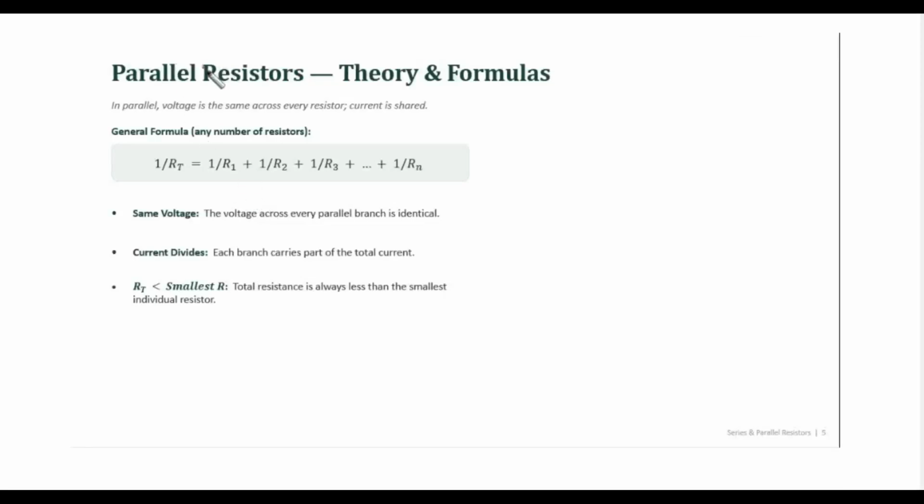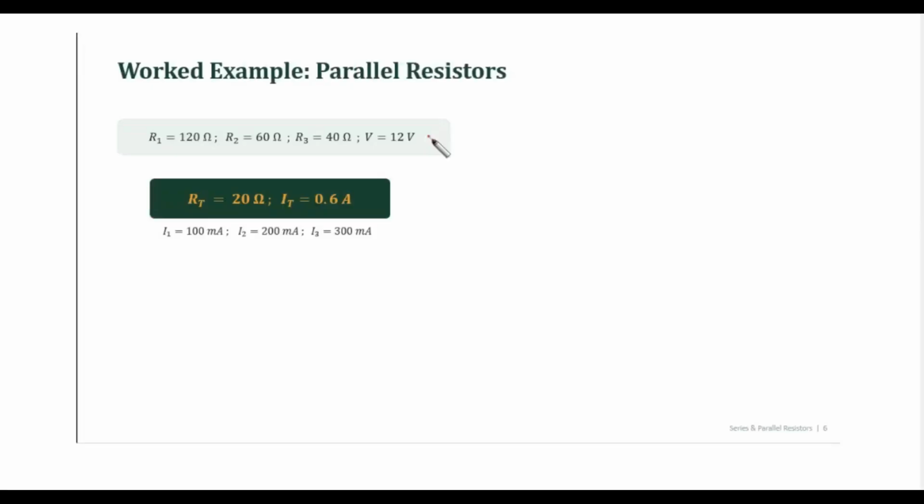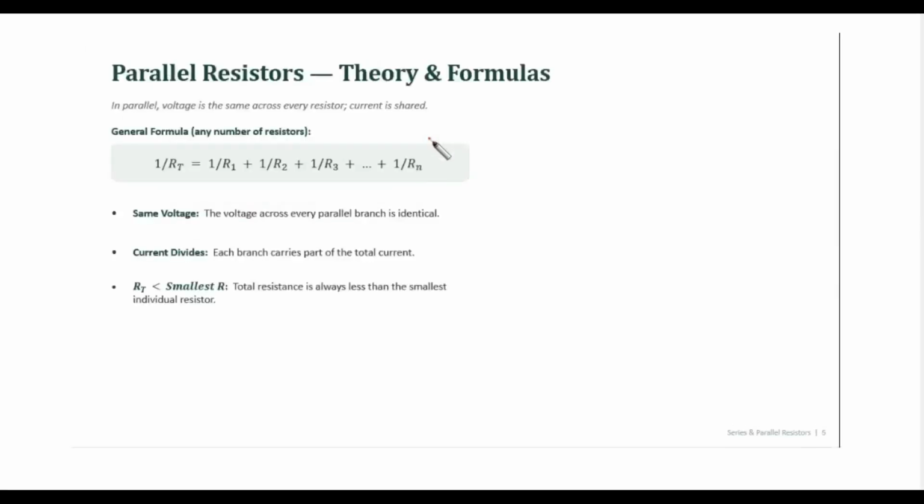For parallel resistors, they share current. So in parallel, voltage is the same, but current is divided. You can see the comparison between series and parallel combination now. And for a parallel combination, your total resistance is given by this equation, which you should be very familiar with at this stage. So if you have parallel resistors, that means you can have a resistor in this manner.